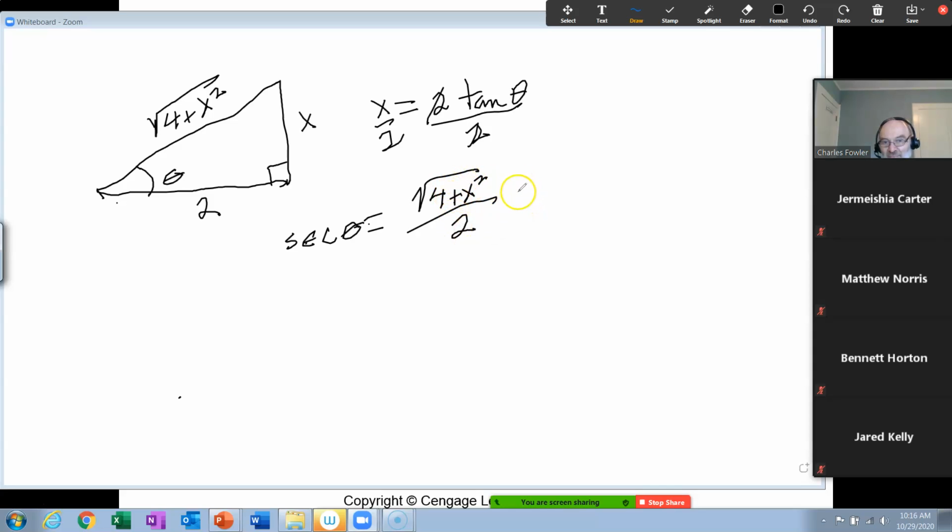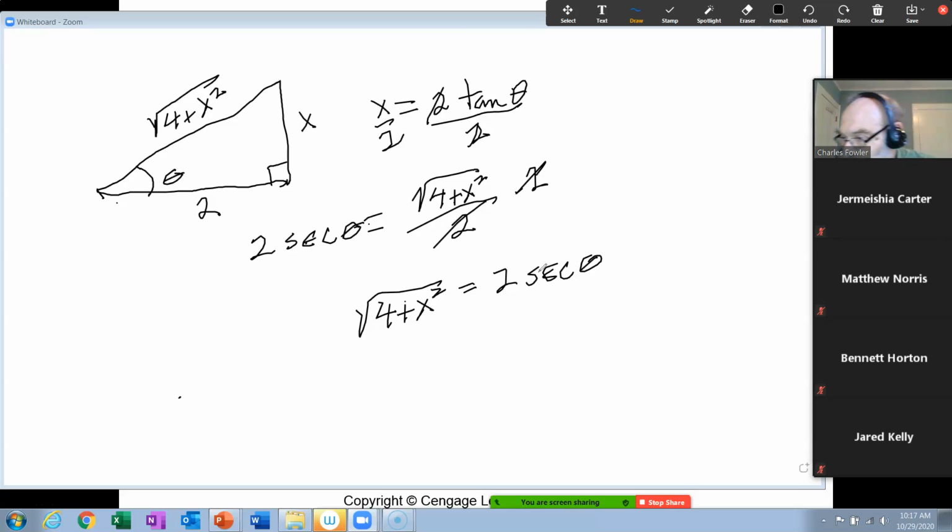This expression. Let's multiply both sides of the equation by 2. And this expression here, the square root of 4 plus x squared, would be 2 secant theta, which is exactly what we found our answer to be. This expression in x becomes that expression, that function of theta. So your little triangles will be very, very helpful. Okay, so hang on to them, keep up with them.